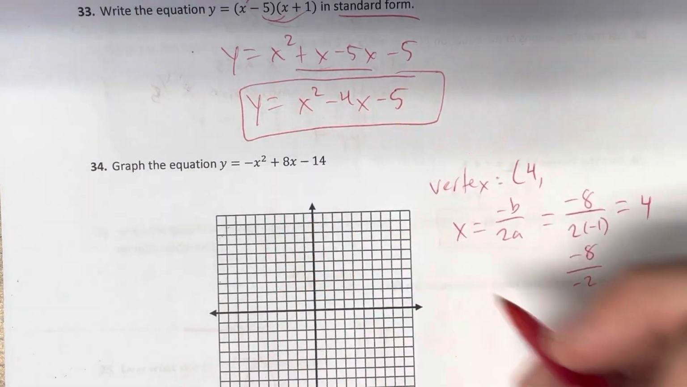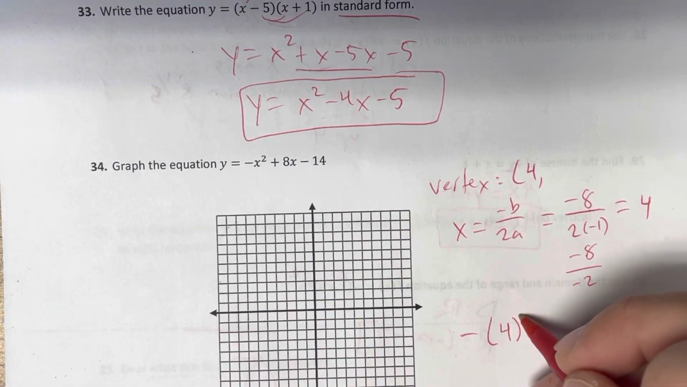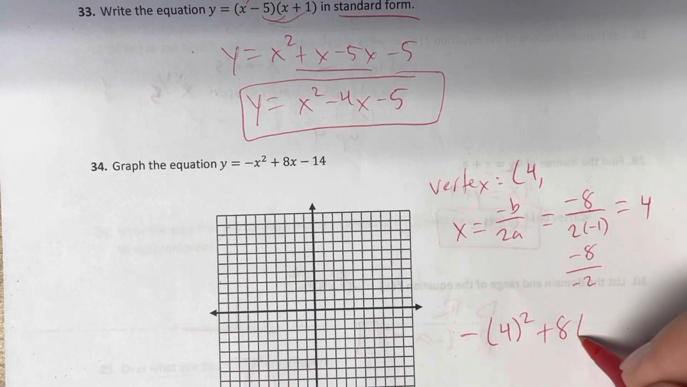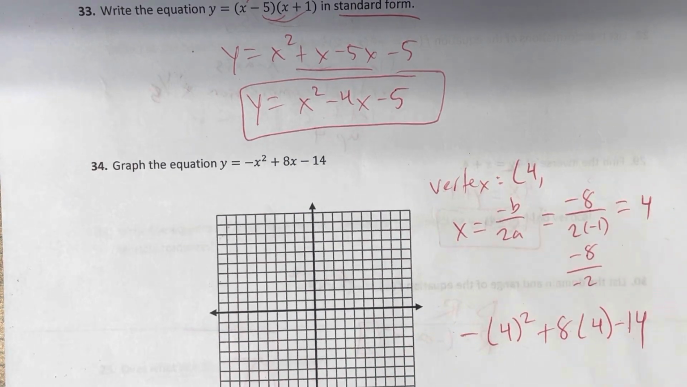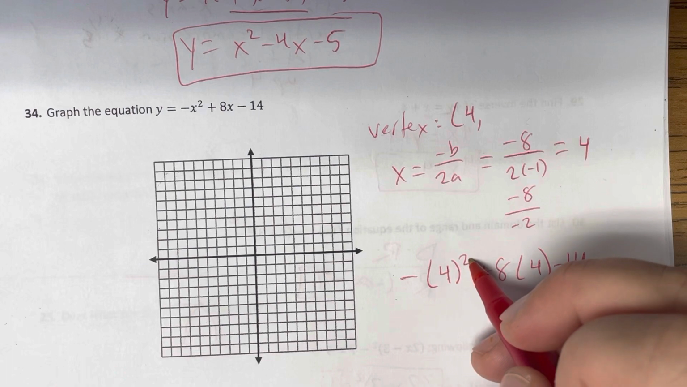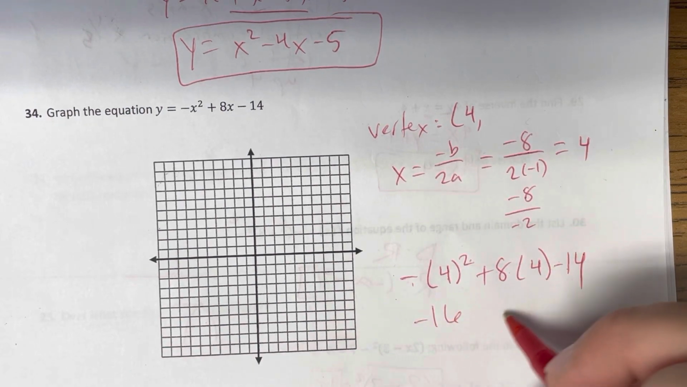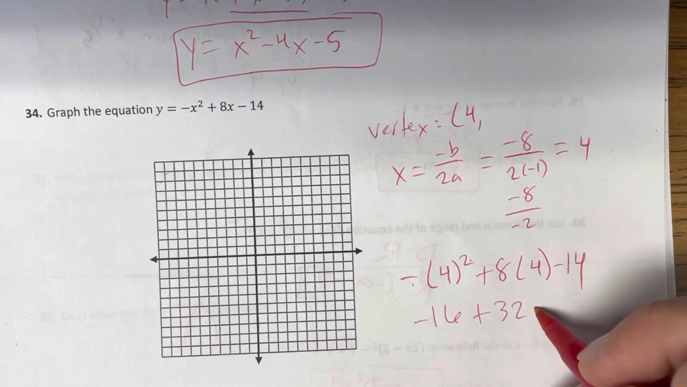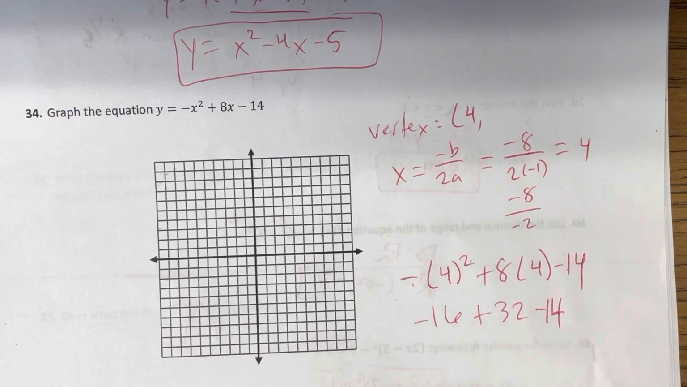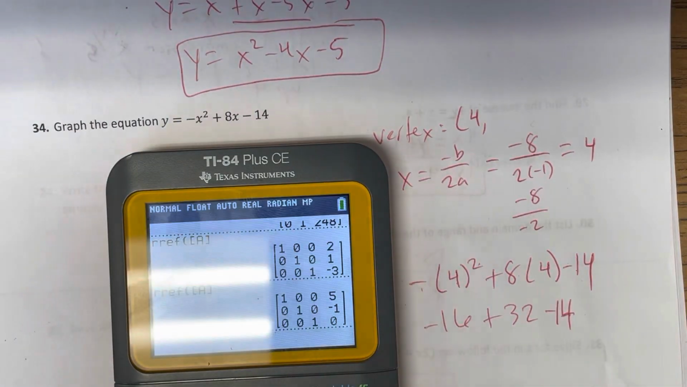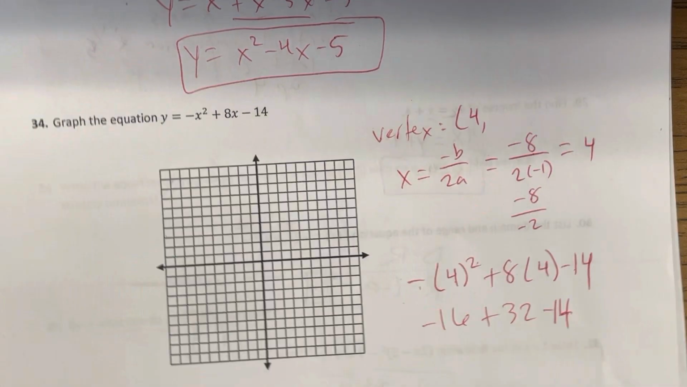And then we'll plug in the 4 to get my y value. And so it's going to be 16. Then we have the negative on the outside. So negative 16 plus 32 minus 14. And so we can just go in the calculator from here. Negative 16 plus 32 minus 14 gets me 2.